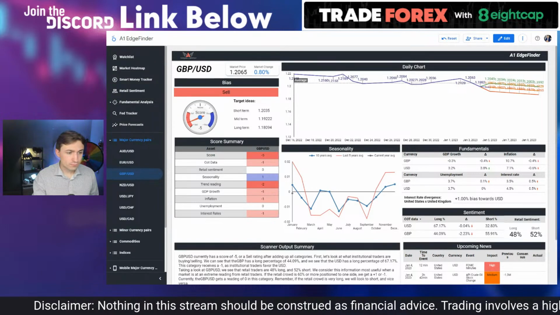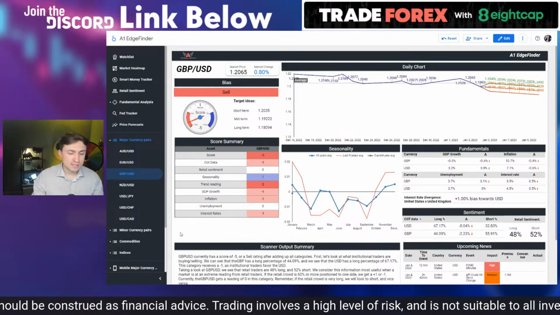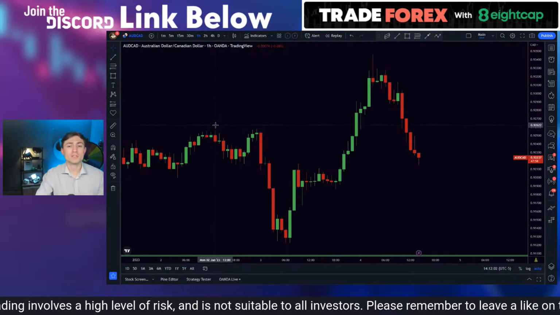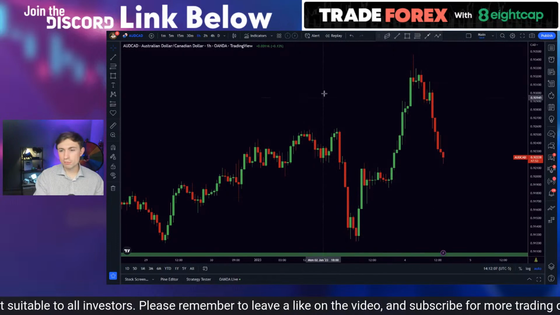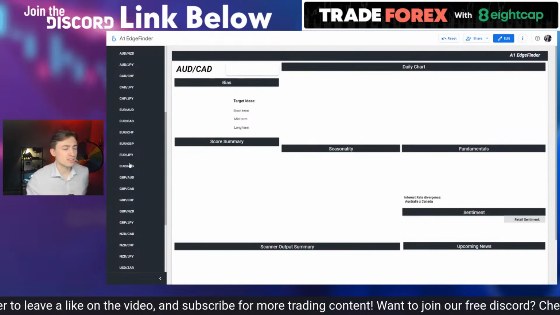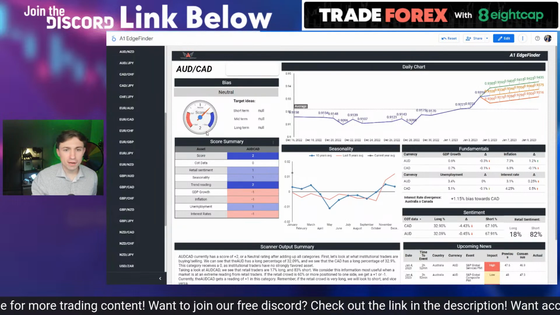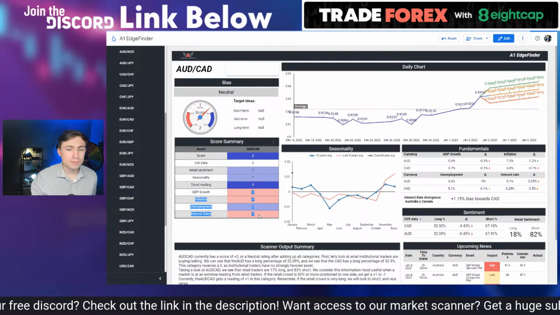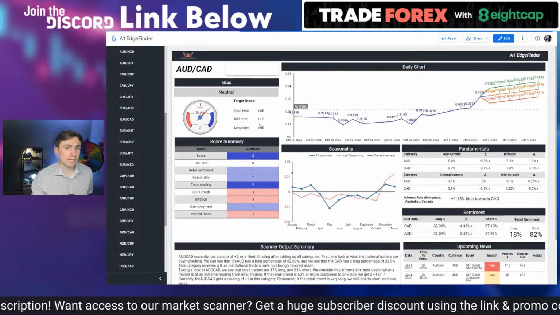So yeah. Maximilian says Aussie CAD looking like a retest, but still neutral on the Edge Finder. Let's do a little study on AUDCAD because I am sure that I'm probably going to agree with you if you are an Edge Finder user. So yeah, I mean, clean break, clean retest. Though if the Edge Finder doesn't give it any confirmation, then I'm going to sit on the sidelines with it. And we can see a neutral, so +2. It's not too far off from possibly getting a bullish reading there for you. But again, some of the economic numbers, fundamentals, are holding us back from getting a bullish reading here on the Edge Finder.